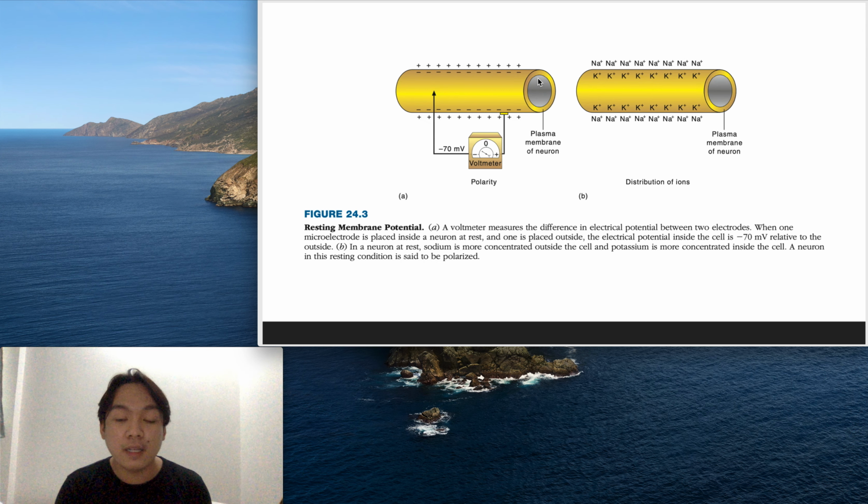Here, a voltmeter will measure the difference between the electrical potentials between these two electrodes. So when an electrode is placed inside the neuron at rest, one is placed on the outside.